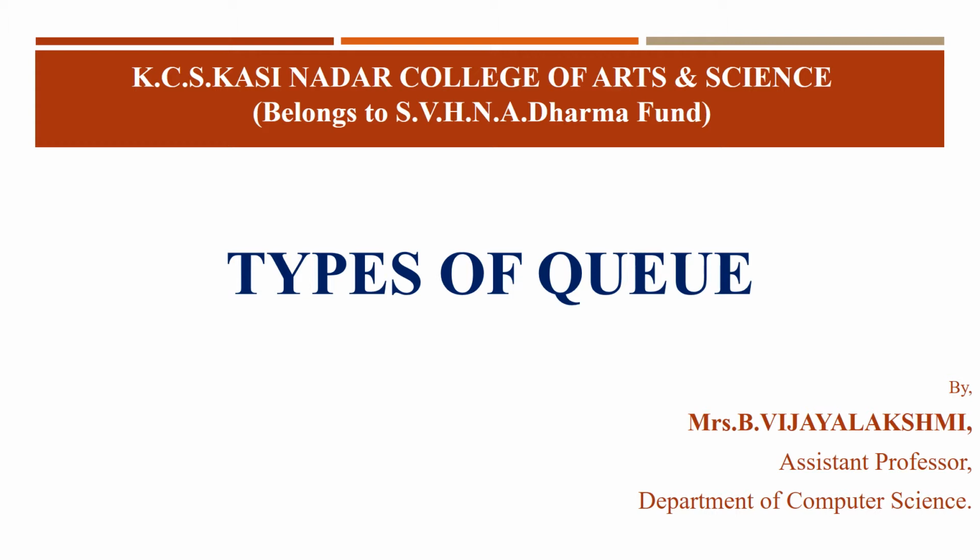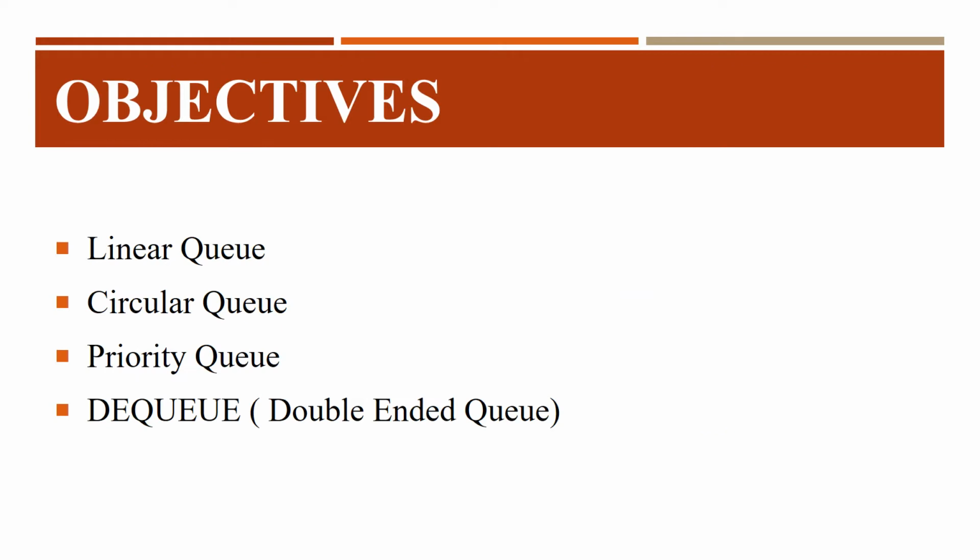In this video, we are going to discuss the types of queue. Topics covered in this video are linear queue, circular queue, priority queue, and then DQ, that is double-ended queue.